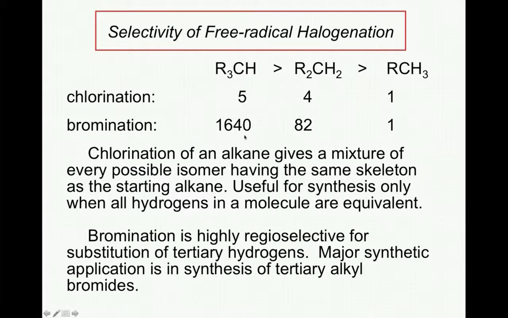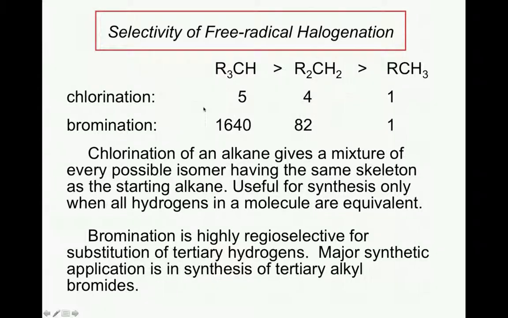Notice the difference in bromination, however. Bromination occurs much more rapidly at tertiary carbons than it does at secondary carbons, than it does at primary carbons. Meaning if you want to put a halogen on a tertiary position selectively, you should choose bromination over chlorination.